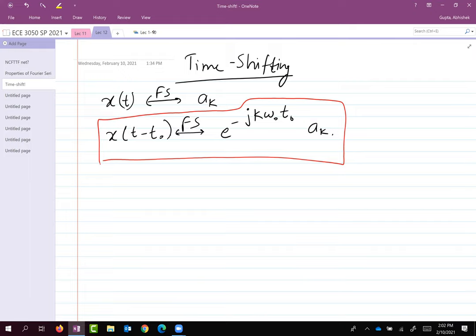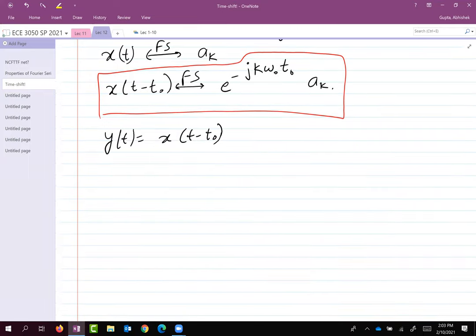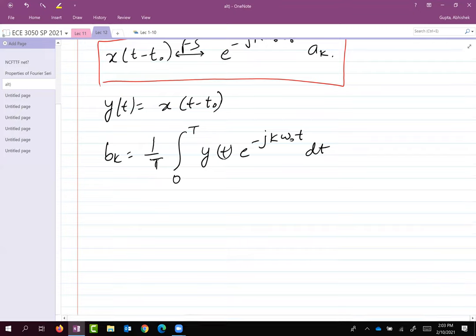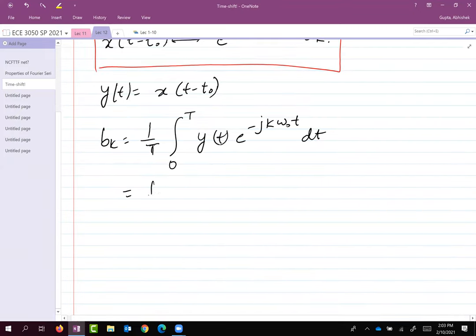So let's look at why this should be the case. Let me define y of t as x of t minus t naught. Because x is periodic, y is also periodic. Now, the Fourier coefficient of y(t) would be given by 1 over capital T, integral from 0 to T, or any interval of length T, of y of t e raised to minus jk omega naught t dt.